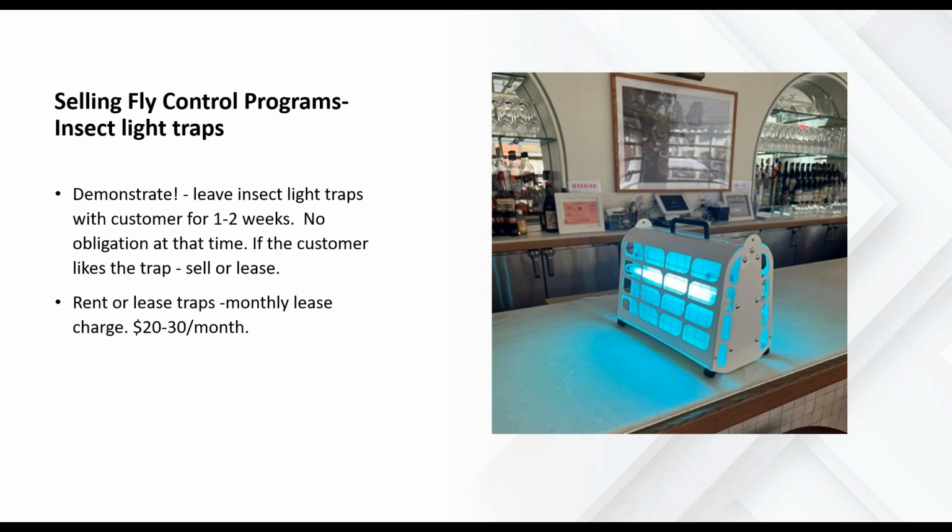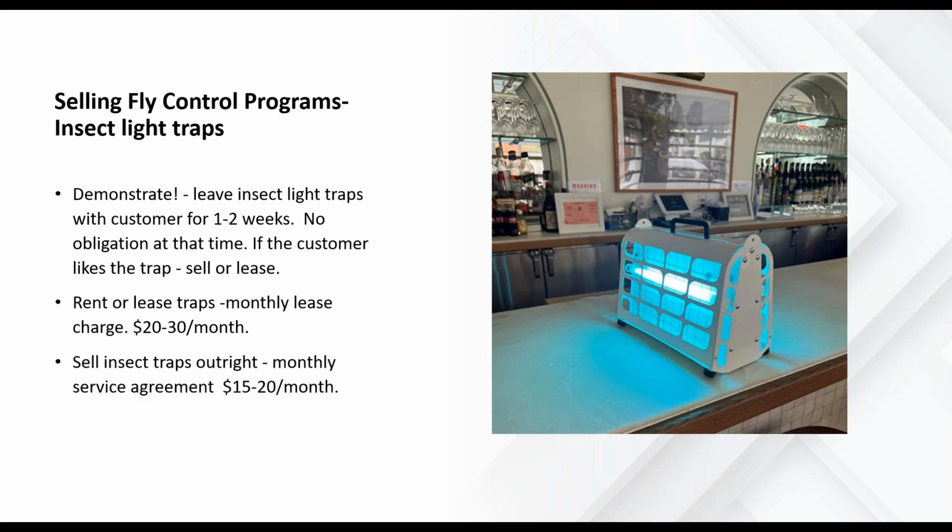And when it comes to insect light traps, there's really 2 ways to go about selling them. One way is rent or lease the insect light traps, where you own the insect light trap and you're leasing it out to your customer. Typically, what we see is about $20 to $30 a month. This is typically the most profitable way to sell ILTs, because you are in control of the equipment. Let's say the customer's contract comes up and they don't renew, you take those ILTs back, clean them up, and you can take them to the next location.